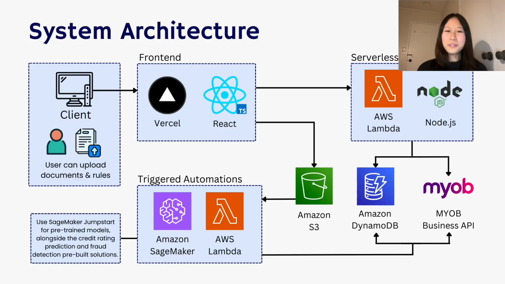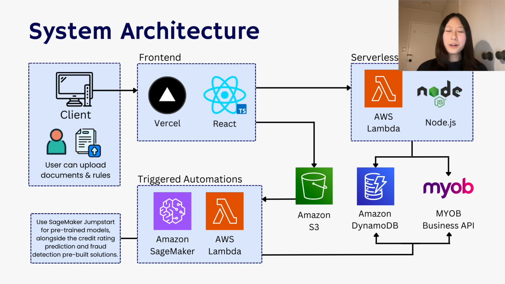To implement our solution, we will deploy to serverless infrastructure to maintain high availability and fault tolerance while reducing maintenance costs. The front end of our application will be hosted on Vercel and built using React and TypeScript. All of our business logic will be hosted on AWS Lambda. Most of our application data will be stored on DynamoDB for highly scalable data storage, whereas uploaded policies, rules, and client documents will be stored in S3.